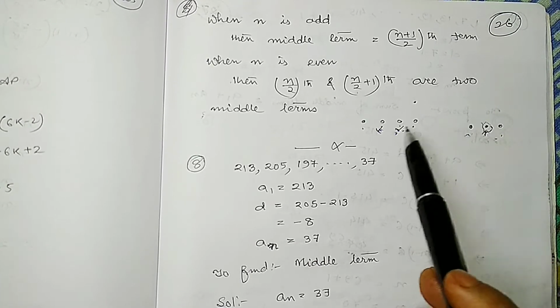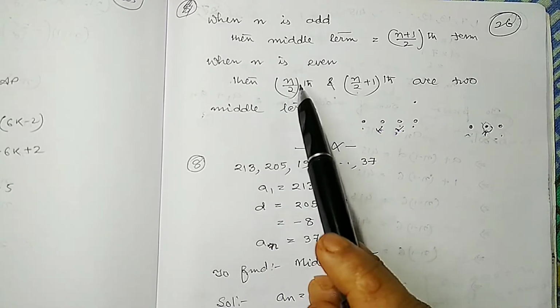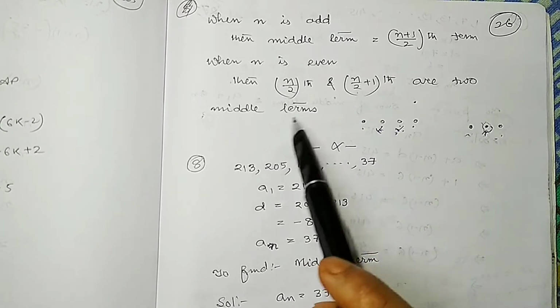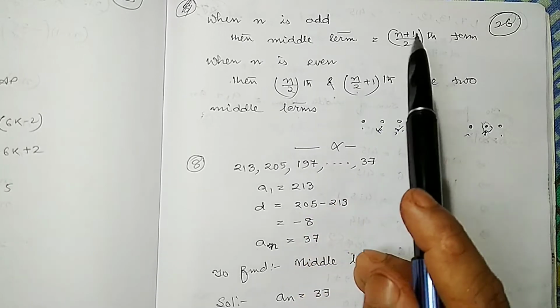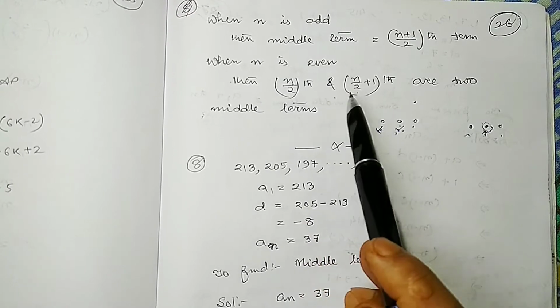Okay, and if there are 4 terms, an even number, when n is even, then the n by 2th and the n by 2 plus 1th terms are the 2 middle terms. So remember that when the number of terms is odd, there is 1 middle term, and if the number of terms is even, then there will be 2 middle terms.